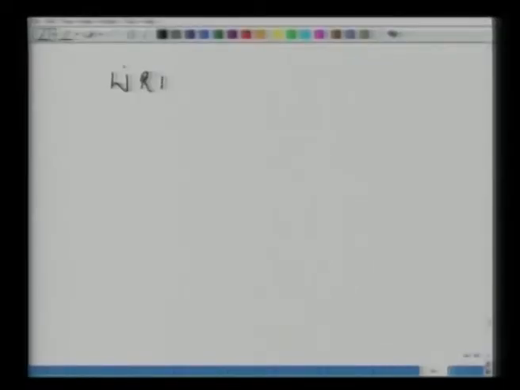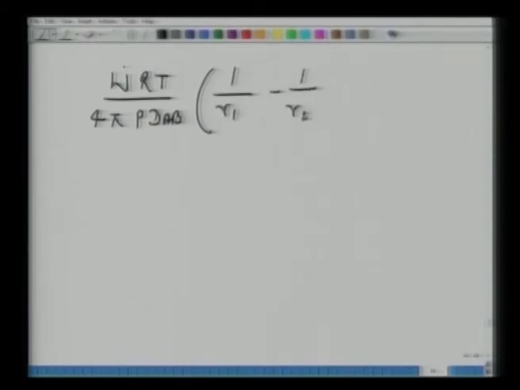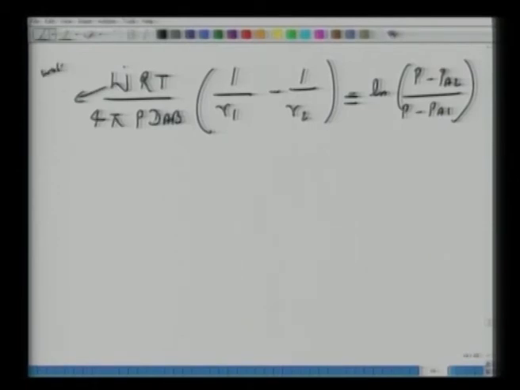So we can always go back and integrate the previous expressions, which we had: W dot RT over 4 pi P D_AB times (1 over R1 minus 1 over R2) equals ln of (P minus P_A2) over (P minus P_A1). This is the expression we obtain for total moles per second of A diffusing in spherical coordinates.